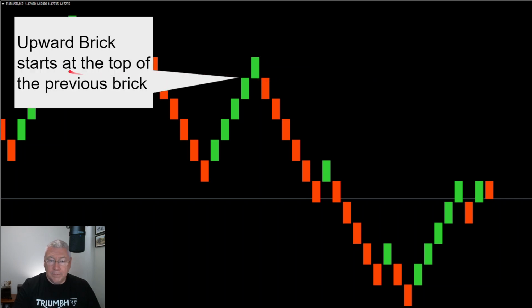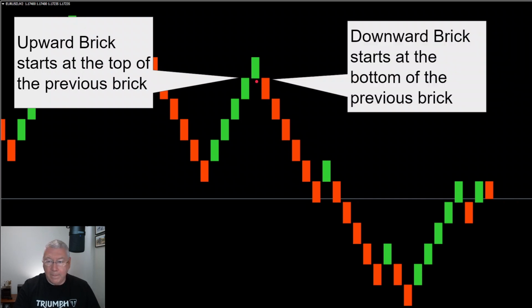An upward brick, as I'm pointing at here on the screen, begins at the top of the previous brick. So this top green brick here has begun at the top of the previous brick. It doesn't matter the direction of the previous brick. An upward brick begins at the top of the brick before. And a downward brick always begins at the bottom of the brick before. And all bricks, as I said before, in this example are 20 pips. If you're installing your own Renko chart, you can set it to any size that you like.